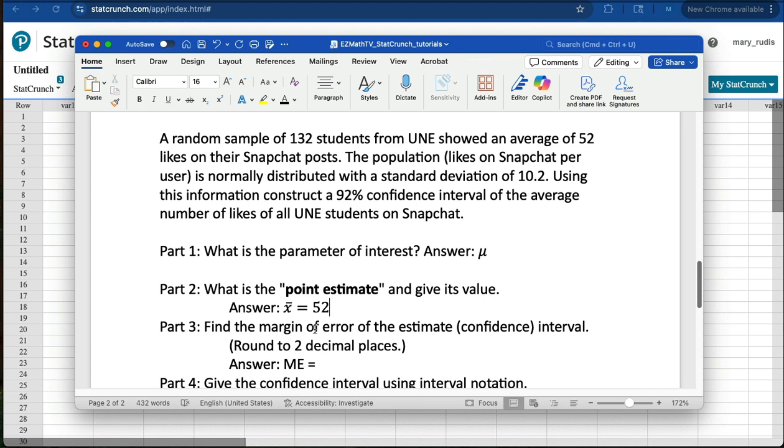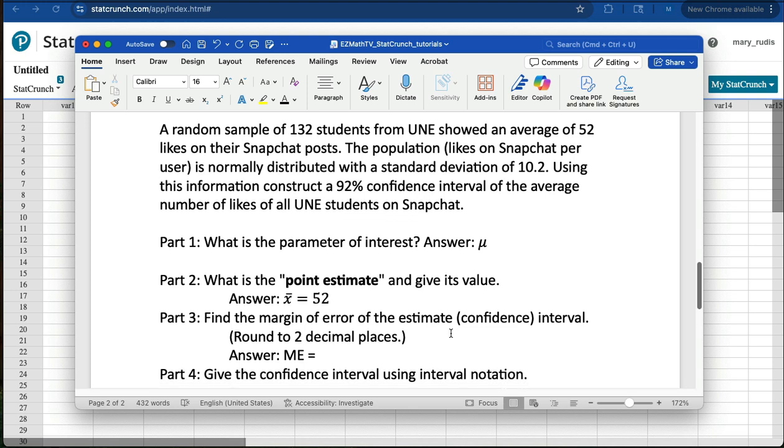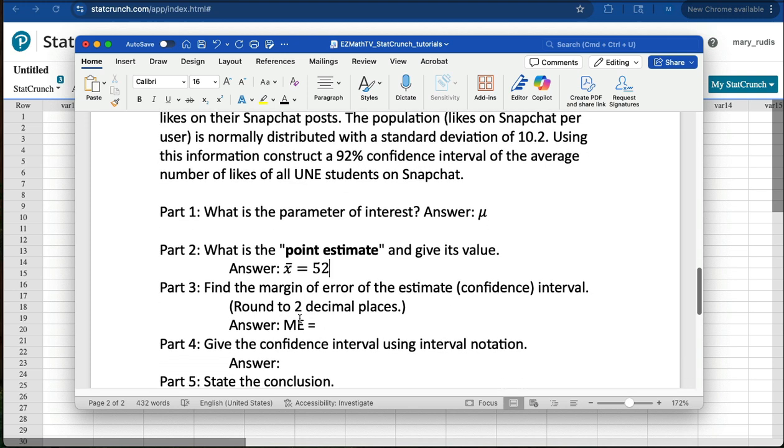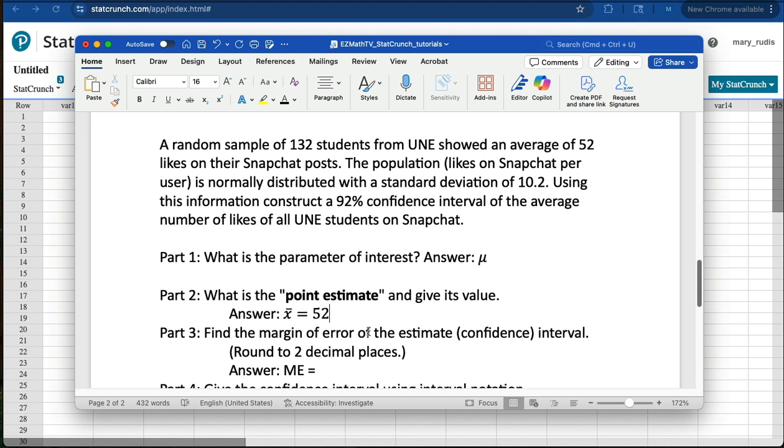Next, find the margin of error of the estimate, which means we're going to find the confidence interval. We're going to answer parts 3 and 4 at the same time since we're using StatCrunch. So this is where we have to make a decision. We have to decide whether we're using the t or the z. And now we have to read the question again and ask ourselves, is the sample size larger than 30?